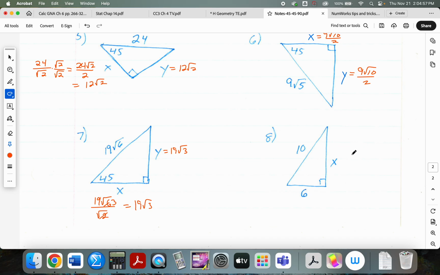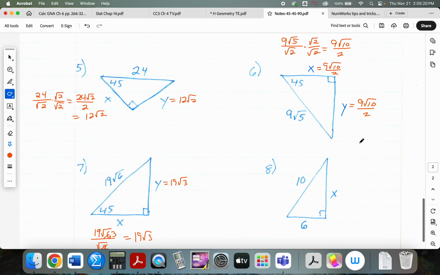I threw number 8 on here to remind you that not everything is a 45, 45, 90 triangle. In fact, I know that this is not a 45, 45, 90 triangle, because if it was, if the leg was 6, the hypotenuse would be 6 square roots of 2, and it's not. Yes? Because this is a whole number, and that's a square root. They either have to both be whole numbers or both be square roots to cancel.